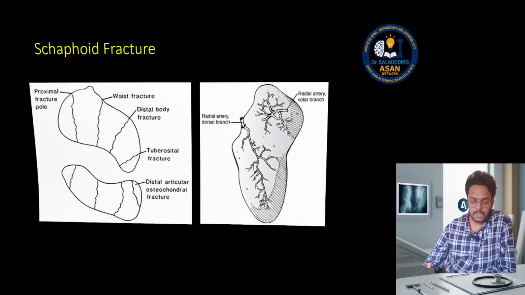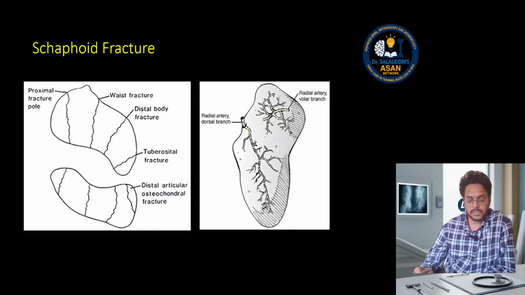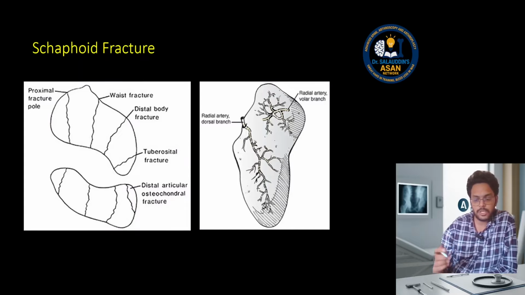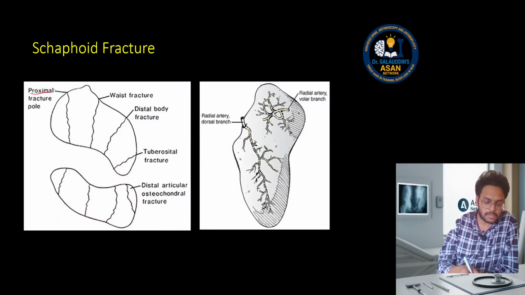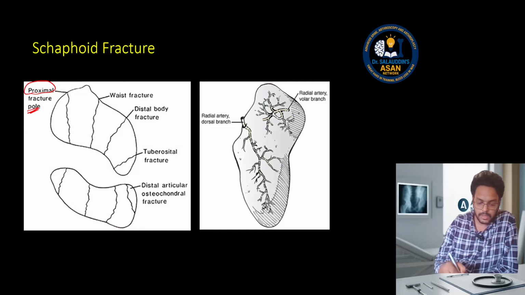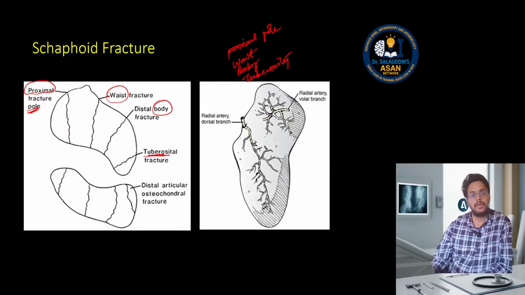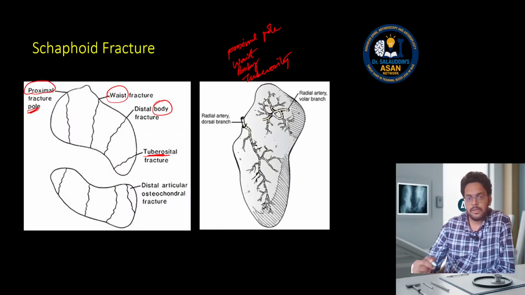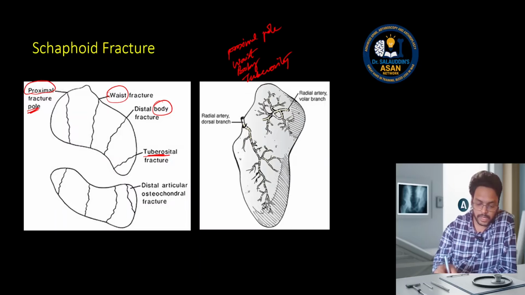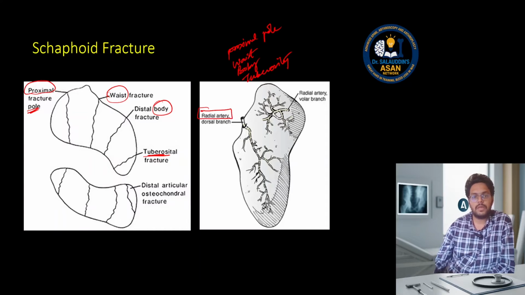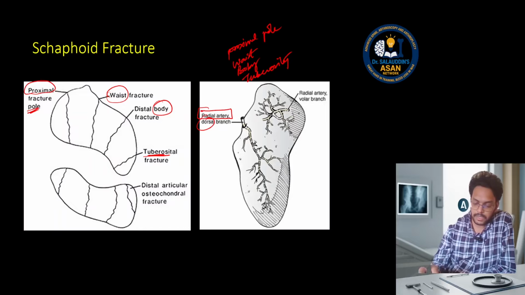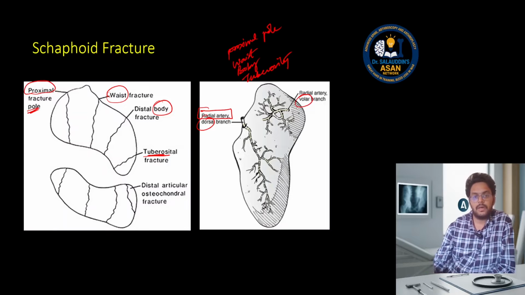So coming to scaphoid fracture, it's a boat shaped bone and it has four parts. It has one proximal pole, then the distal most tuberosity, then a waist part and the body part. The peculiarity of this scaphoid fracture is that it has a single blood supply coming from the radial artery. This radial artery gives two branches, that is dorsal branch and volar branch.